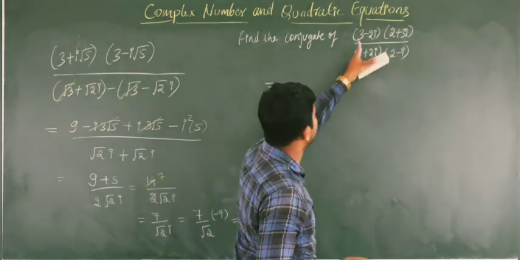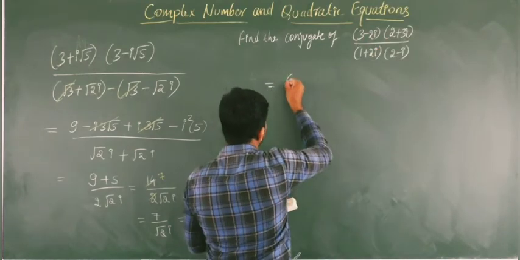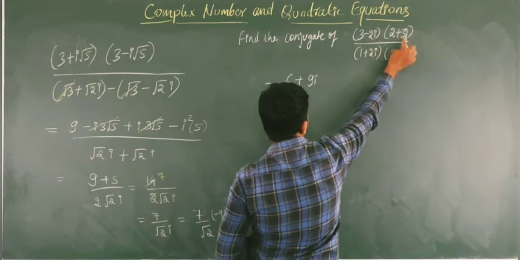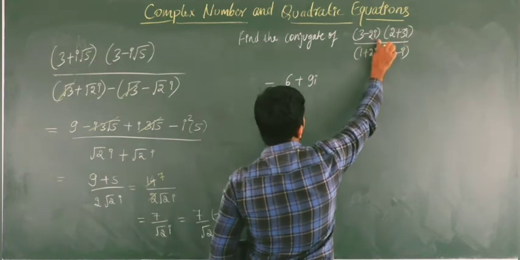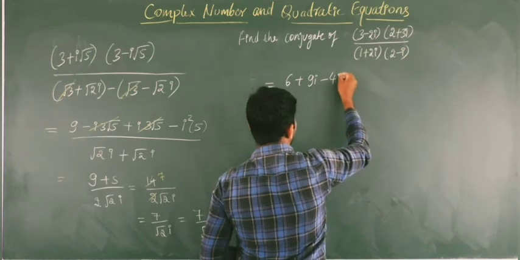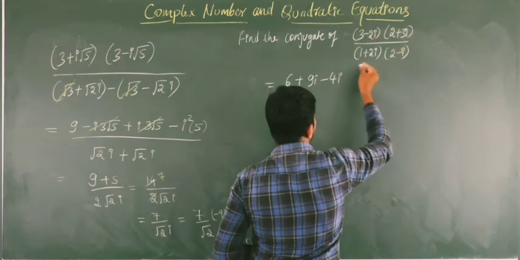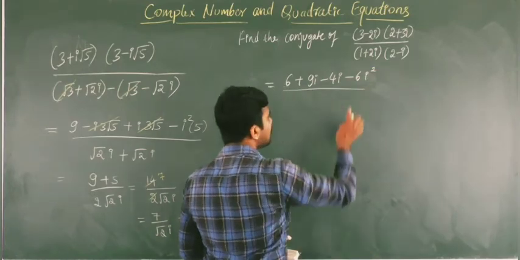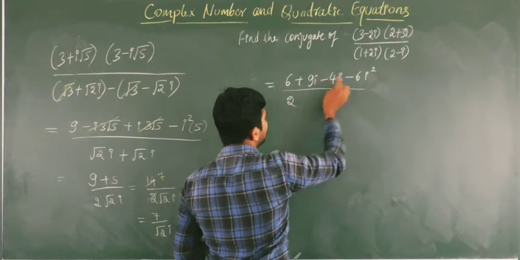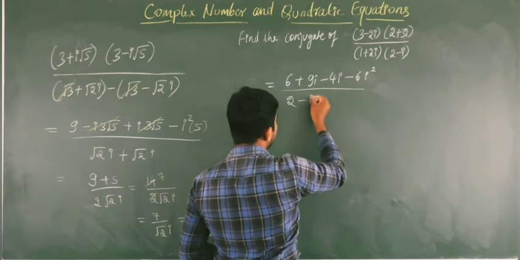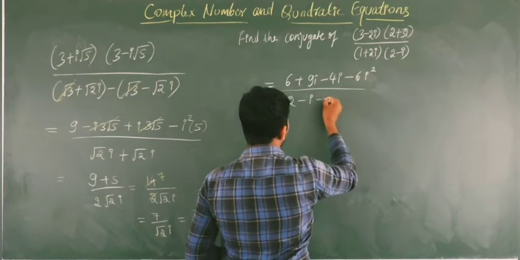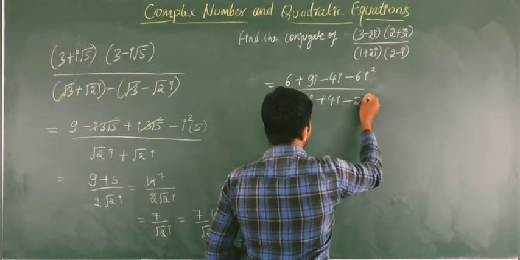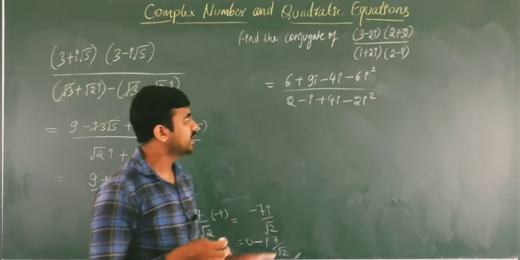So what will we get? 3 into 2 is 6, 3 into 3i is 9i, minus 2i into 2 is minus 4i, minus 2i into 3i is minus 6i square, divided by 1 into 2 is 2, 1 into minus i, 2i into 2 is 4i, 2i into minus i is minus 2i square. Like this you multiply each other.